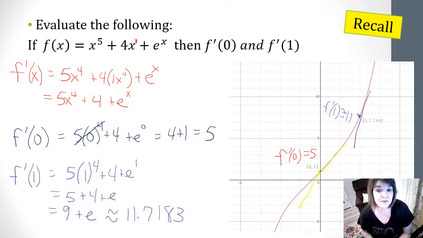So if you were going to make the equation of the tangent line to either one of these points, you would take the point that I labeled on the curve, take the slope, and create the equation of the tangent line. All right, let's look at the next one.